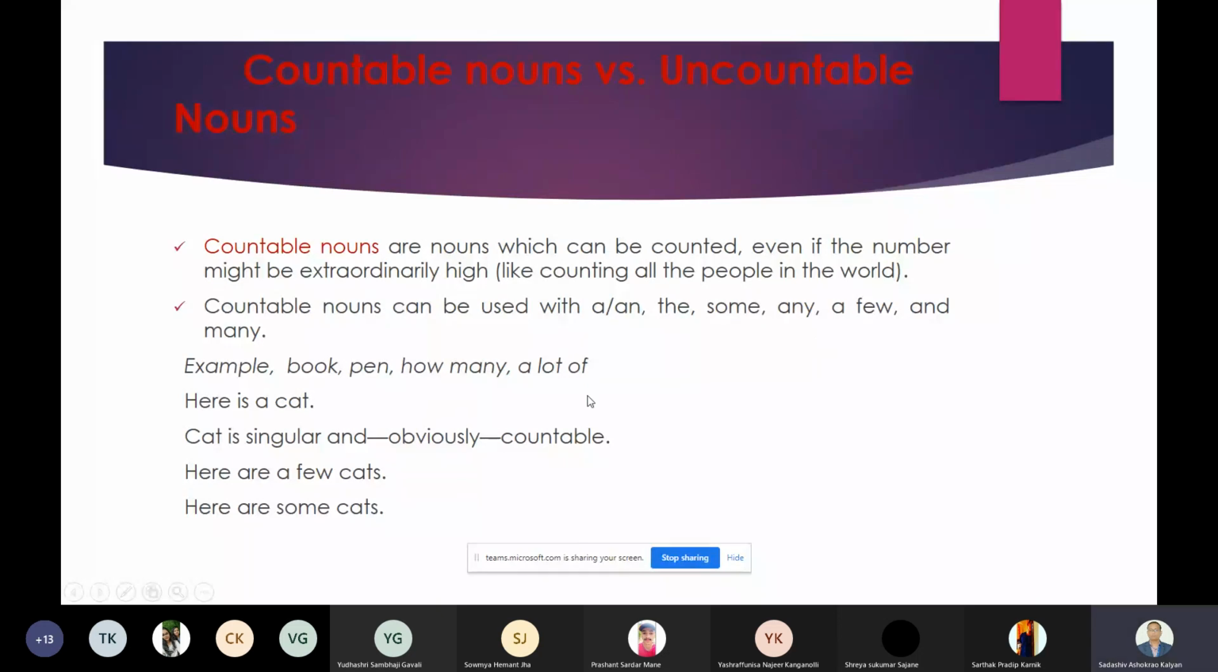Okay. For example, book, pen, how many, a lot of. So we are going to use the countable nouns also. Okay. Here is a cat. In this example, cat is singular, and that's why it is countable. Okay. Here are a few cats. Here are some cats. So these are examples of the countable noun.